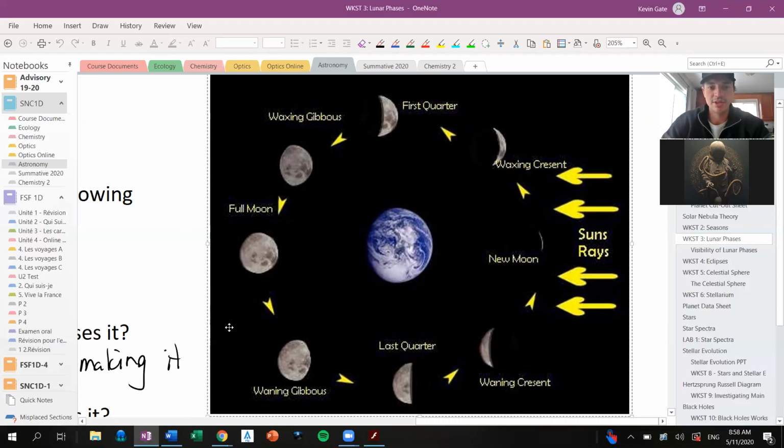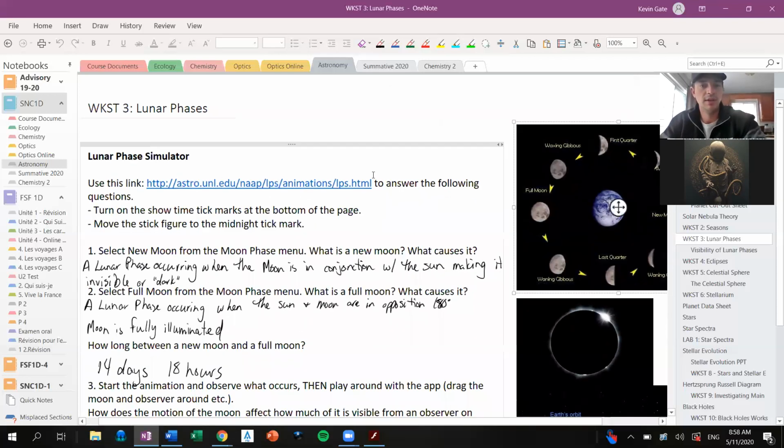After that, it starts to regress again. We call this the waning gibbous. Waxing gibbous is as it's getting bigger still, and we have a 3/4 moon. The waning gibbous is as it's starting to get smaller now, and we're back to only 3/4. Then we have the last quarter, then the waning crescent, and then once again we have the new moon. So why does this happen and how does this happen? Well, let's take a look at our simulator.